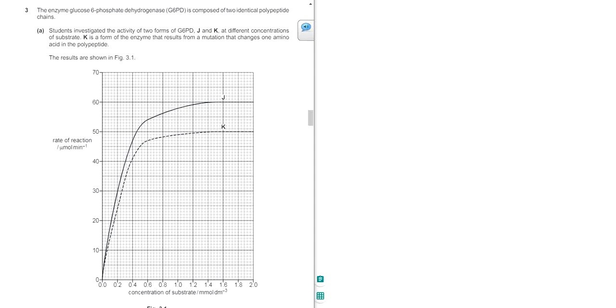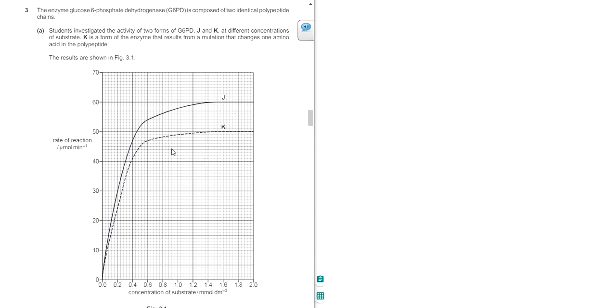Question 3. The enzyme glucose 6-phosphate dehydrogenase, G6PD, is composed of two identical polypeptide chains. Students investigated the activity of two forms of this enzyme, J and K, at different concentrations of substrate. K is a form of the enzyme that results from a mutation that changes one amino acid in the polypeptide. The results are shown in figure 3.1, which we see below.